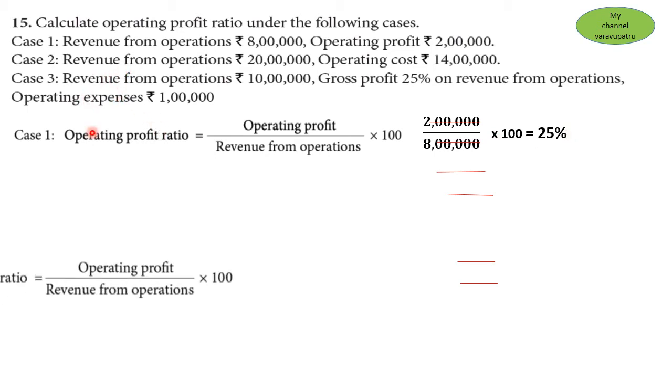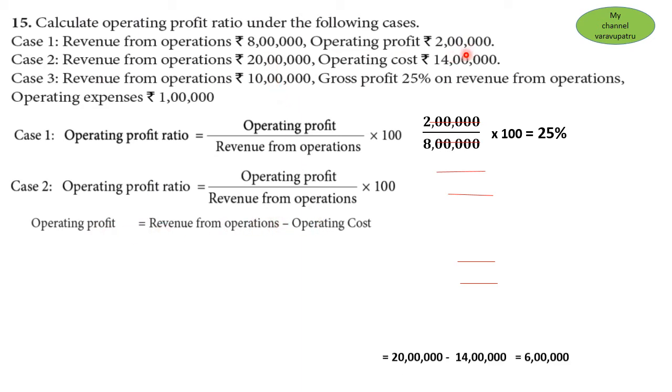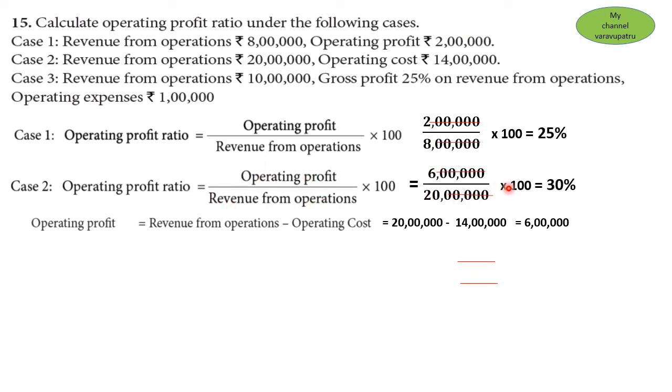Case 2. Operating profit ratio is equal to operating profit by revenue from operation into 100. Revenue from operation and operating cost is given in the problem. We have to deduct operating cost from revenue from operation. Operating profit is equal to revenue from operation minus operating cost. That is 20 lakhs minus 14 lakhs is equal to 6 lakhs. 6 lakhs is the operating profit. So operating profit ratio is equal to operating profit by revenue from operation into 100. 6 lakhs divided by 20 lakhs into 100 is equal to 30%.